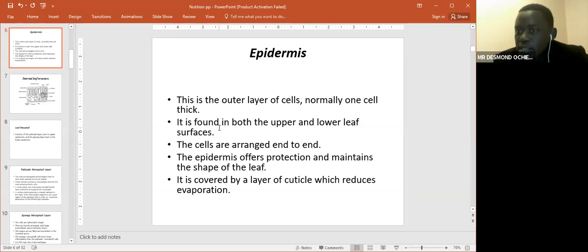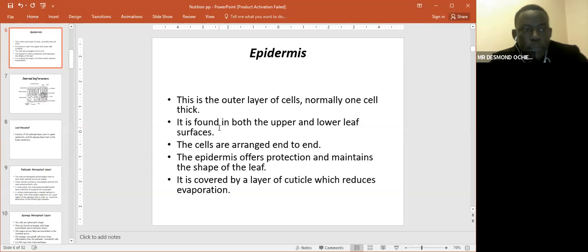And in some cases, the cuticles also allow for the process of transpiration to occur. And we talk about cuticular transpiration, and we looked at that in Form 2. Cuticular transpiration occurring through the cuticles.